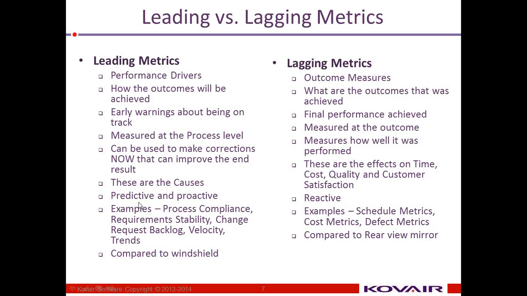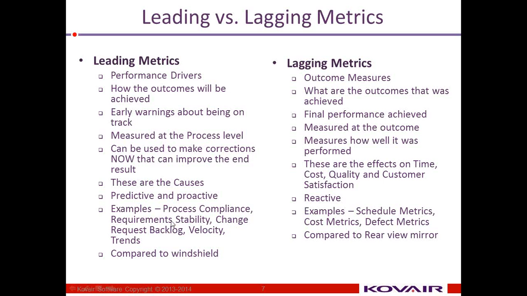So leading metrics are predictive and proactive, so they are done at the time of performing the work, whereas the lagging metrics are reactive. You get the data and based on that either you can use it historically for doing estimation for future projects, or you can use it to pinpoint what was the cause for this failure.